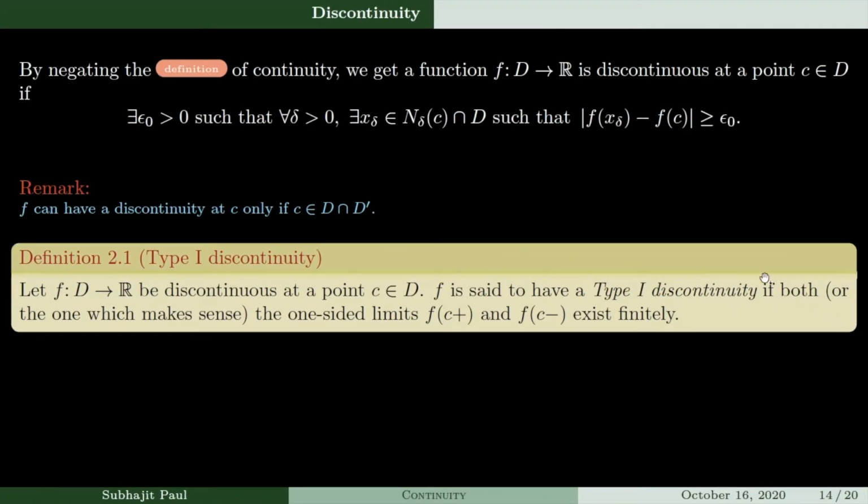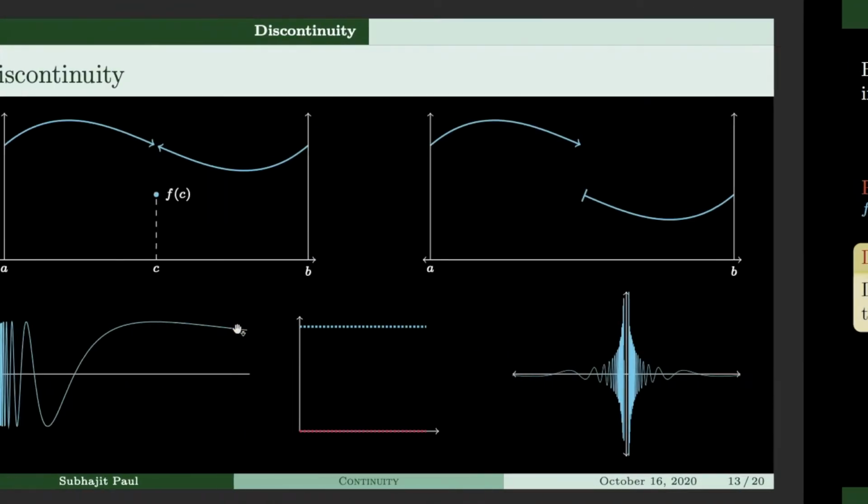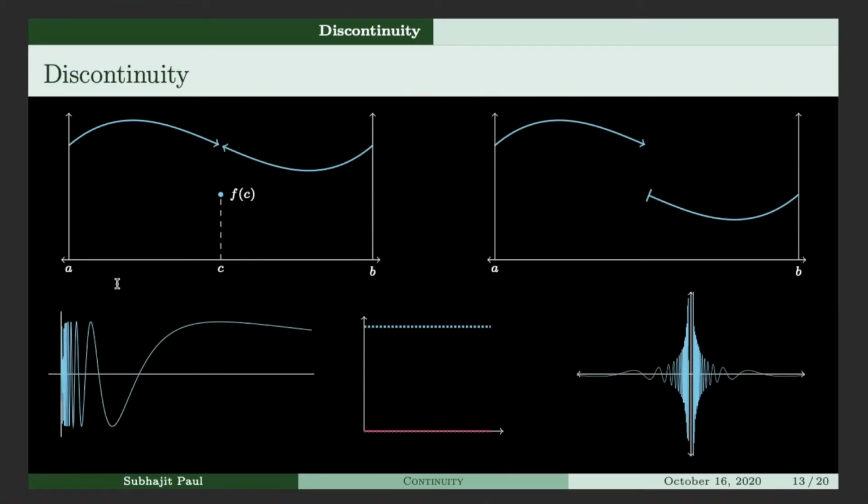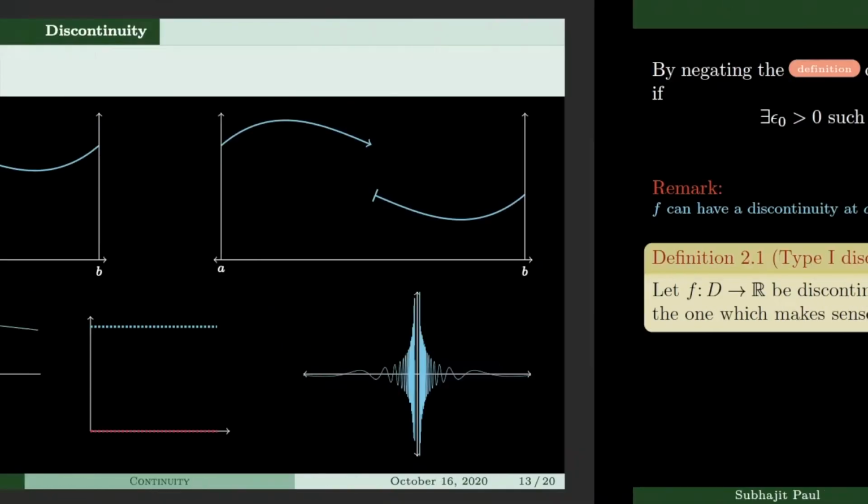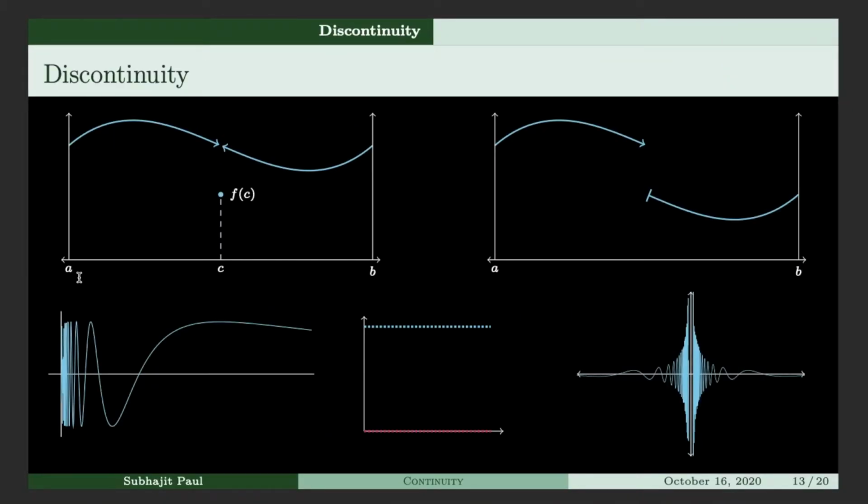Now, I put something in the bracket over here, or the one which makes sense. What do I mean by this? If this point c happens to be the extremity over here, then there is no point in talking about the left-hand limit at a, because that is outside the domain of the function. In that case, considering the discontinuity at this left extremity, we want to only see whether the right limit at that point exists or not.